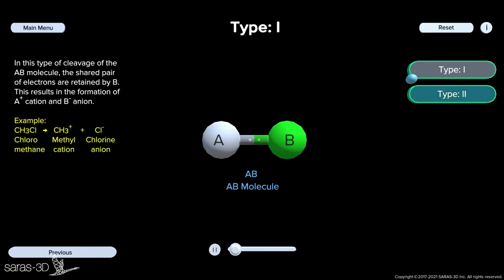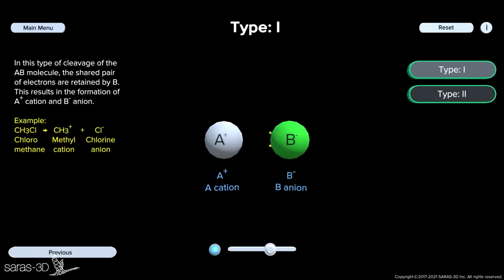So let's see the two types. In type 1, we can see the bond is cleaved towards B. Now, why does this happen? Why is the bond getting cleaved towards B? It is because it is assumed here that the atom B has more electronegativity. And we know that an electronegative atom has the tendency to pull the shared pair of electrons towards itself. So the electron density that is concentrated here will be shifted towards the more electronegative atom, that is, this very atom B.